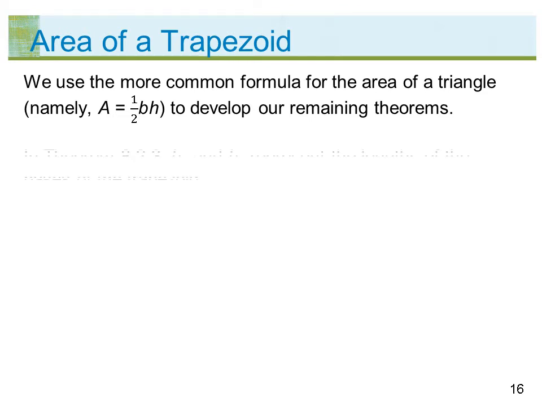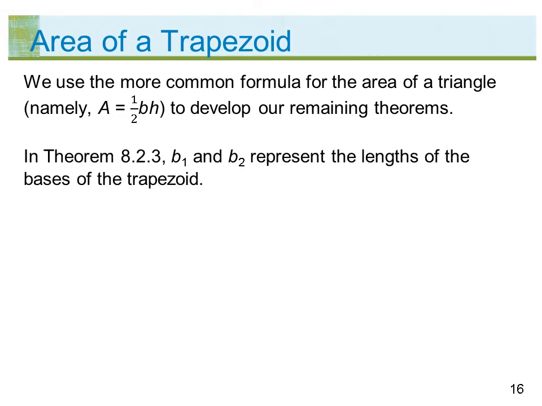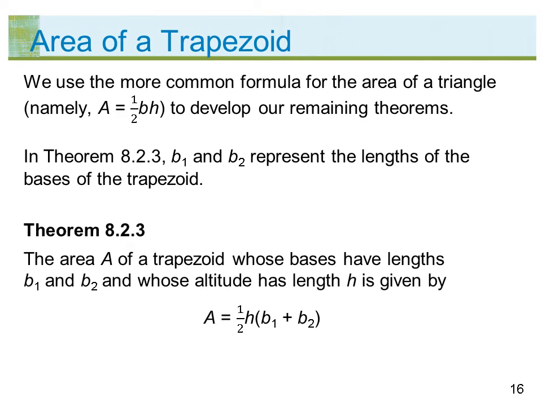remaining theorems. In theorem 8.2.3, B sub 1 and B sub 2 represent the lengths of the bases of the trapezoid. Theorem 8.2.3: the area, capital A, of a trapezoid whose bases have lengths B sub 1 and B sub 2, and whose altitude has length h, is given by capital A equals 1/2 h times the quantity B sub 1 plus B sub 2.